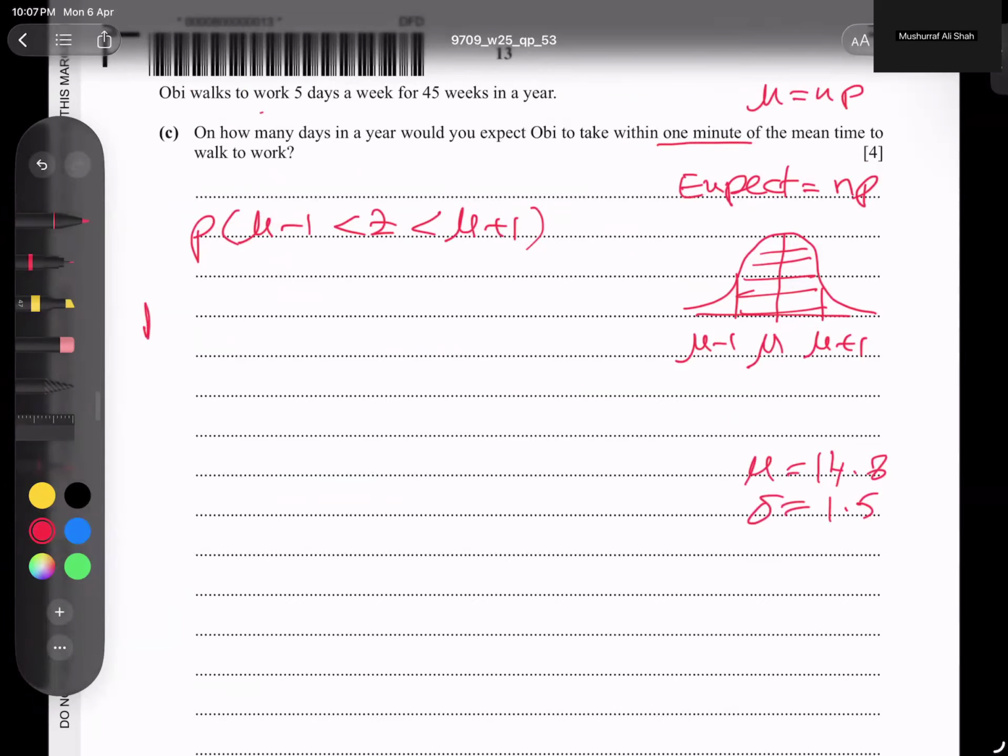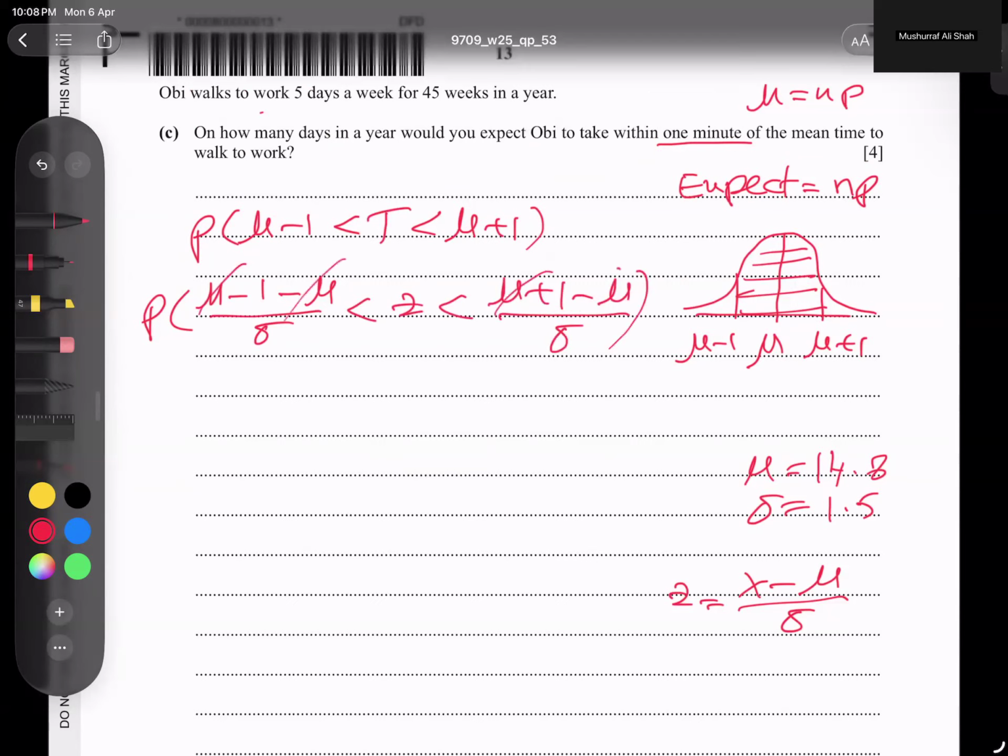If I plug in these values, students, what happens? First of all, what is the formula? We have x minus mean over deviation, which will give you z. So this is not x, it is z. So first we take mu plus 1, minus mean, over deviation. So this cancels out. I get negative 1 over sigma, and 1 over sigma positive.